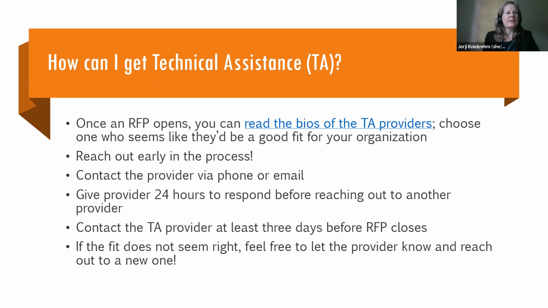So once the RFP opens, read the biographies of the TA providers, and choose the one that seems like they would be the best fit for your organization. Then reach out to the TA provider early in the application process. The application period is usually about 6 weeks long, and it's best to contact the TA provider early in that period so that they're available to help you for a long period of time.